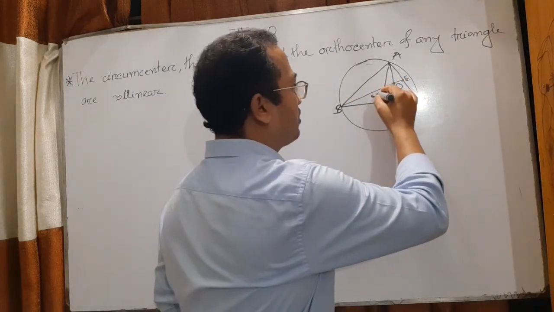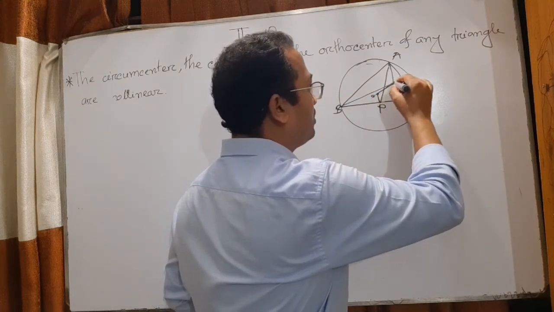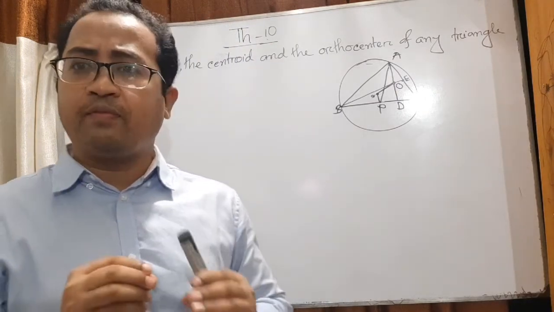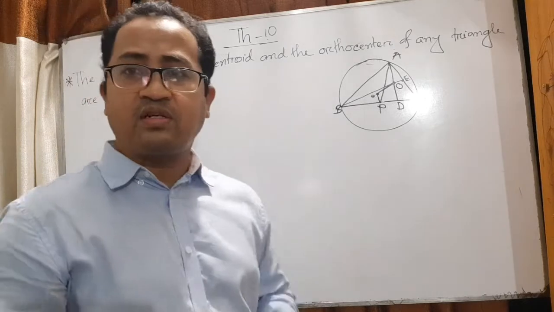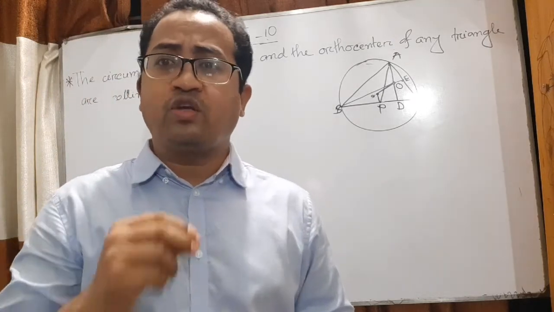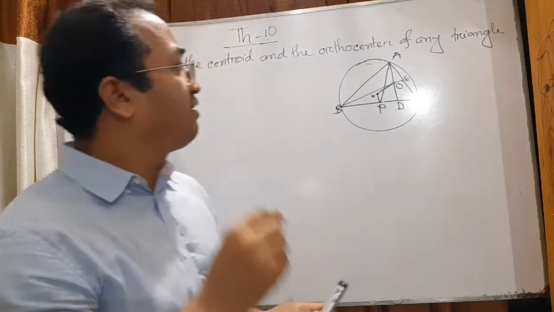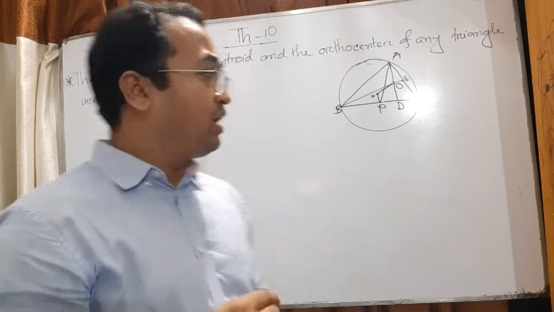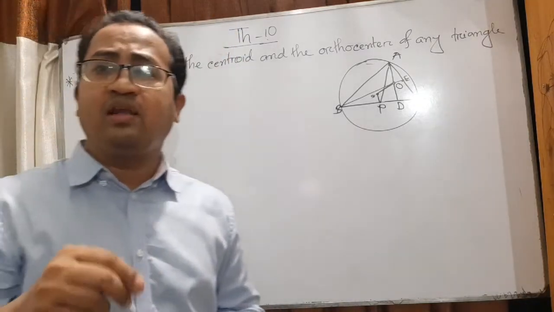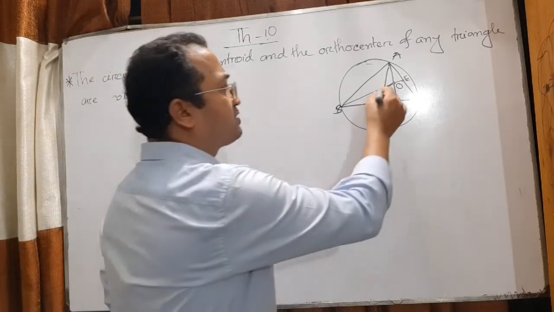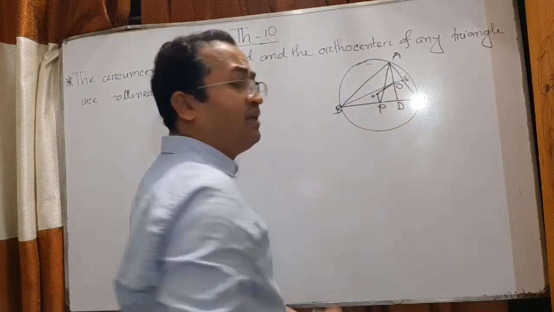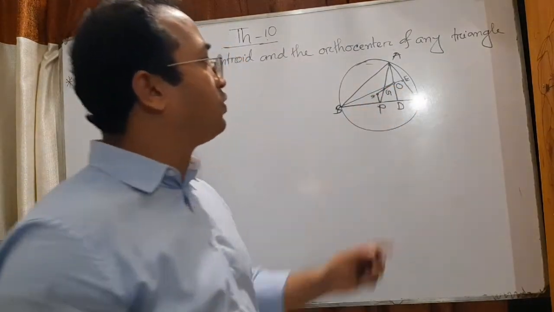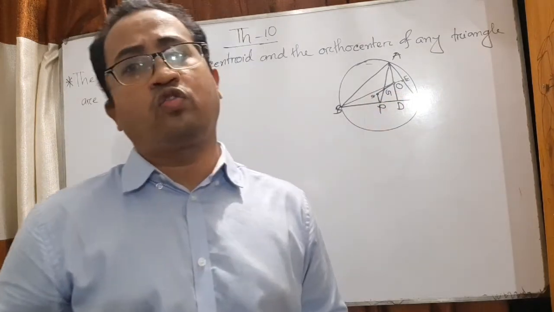Now join S and O. We have the orthocenter, we have the circumcenter, but we need the centroid. The centroid must be on the line AP because AP is the median, and the centroid must lie on the median. So it must lie on this point. Say this is G. Now we will prove that S, G, O are collinear.